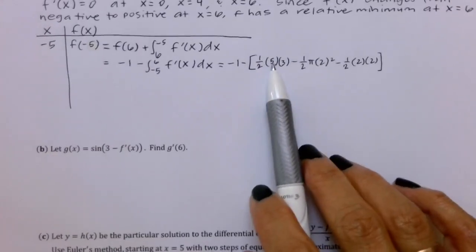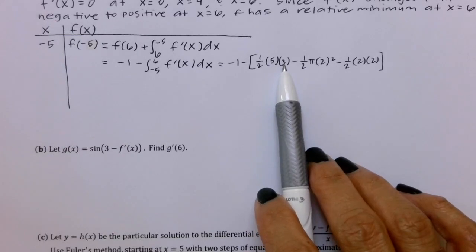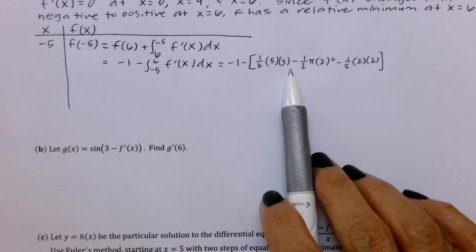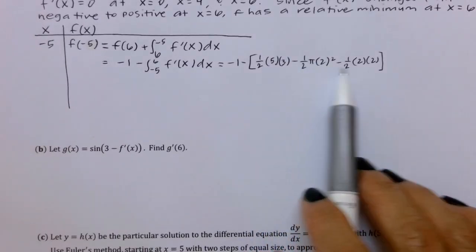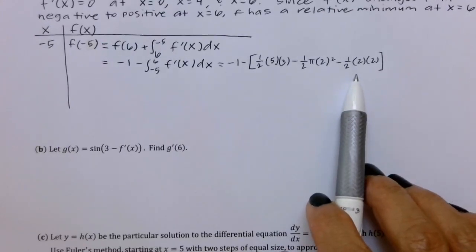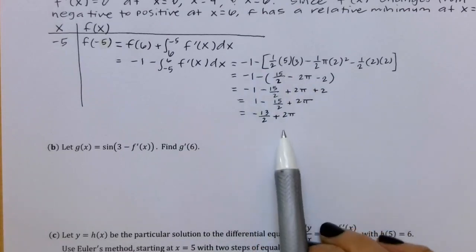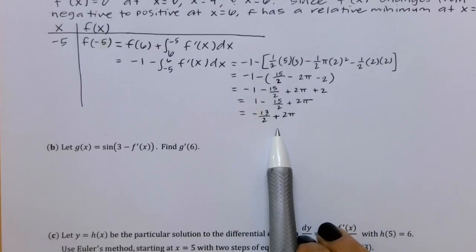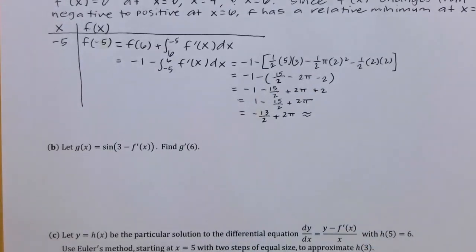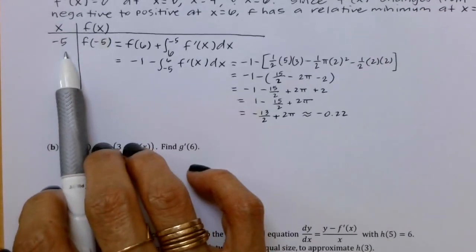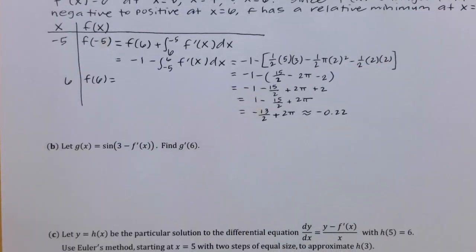So this is 1/2 base of the triangle times the height of the triangle. This is the semicircle, negative, and then 1/2 pi r squared. And then this is the little triangle that's below the x-axis, that's why it's negative, 1/2 its base, its height. I simplified this down and you get -13/2 plus 2 pi. On a calculator, that's approximately -0.22. Next, we're going to plug in the relative minimum of 6, and we're given that. Last, we're going to plug in the other endpoint.